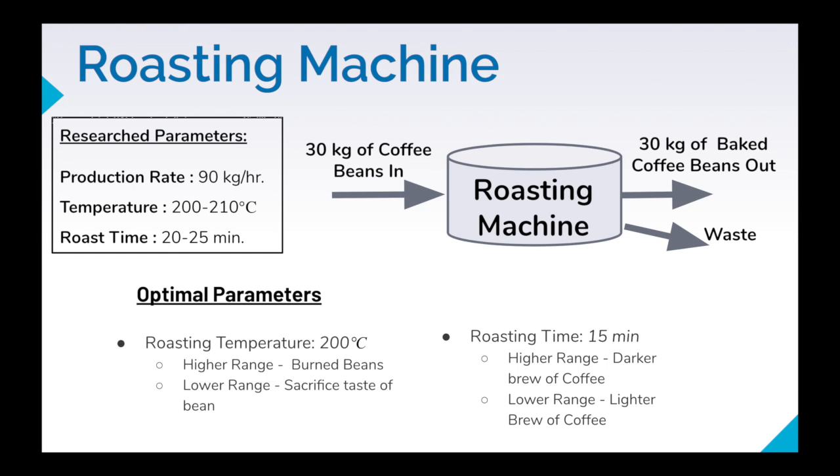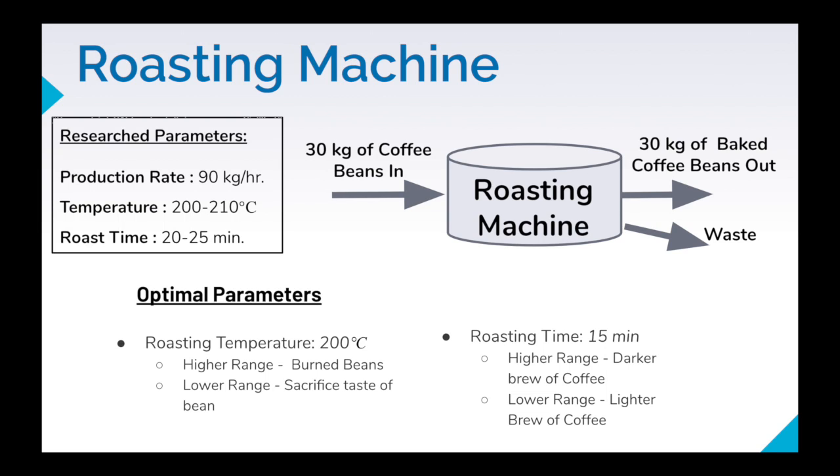The first segment of our PFD is the coffee roasting machine. As mentioned in the previous slide, all aspects of this machine's parameters were found through research. Our team found that for a machine with a capacity of 30 kilograms of beans, the ideal operating temperature would be 200 to 210 degrees Celsius.